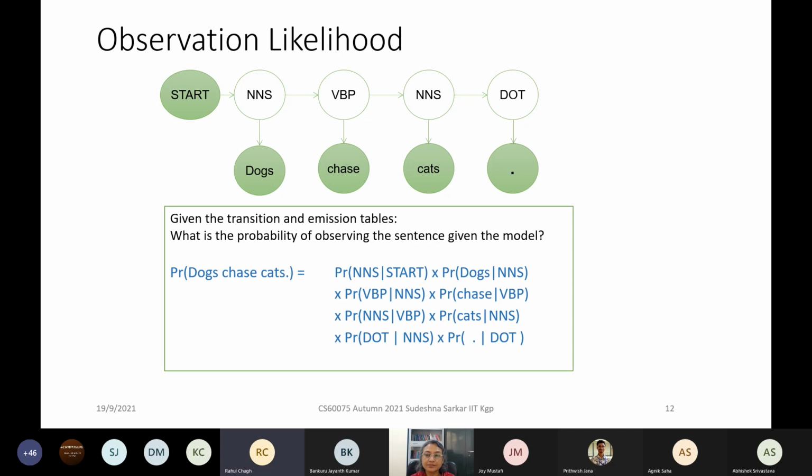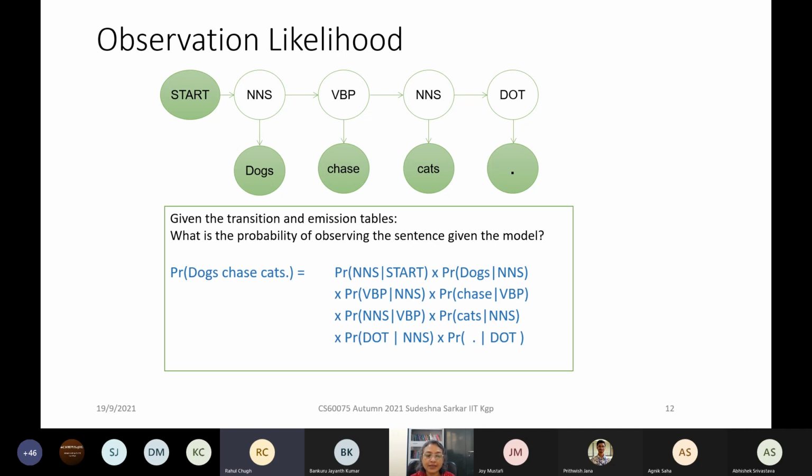Yes, ma'am. And we don't know the tag sequence, right? If you don't know, that's what we are coming to. That is the decoding problem. If we don't know, then the decoding problem will find the one which is most likely, right? But to find the probability of a sentence, we should not just take the most likely one. We should multiply it with its probability and sum over all possible sequences.